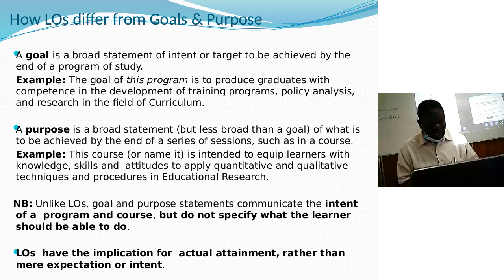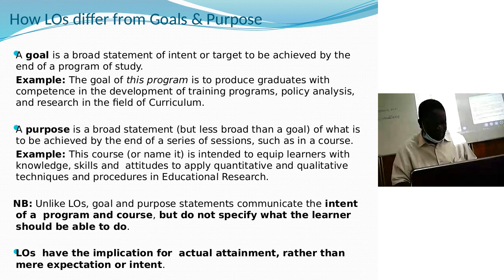Now, there are usually terms that also refer to targets. Things like goals, objectives, purpose. They are also used, and you will meet them. And you may need to know what the difference is between those and what we are calling learning outcomes, because they are all targets. Even learning outcomes are targets. Now, the difference is this. A goal is a broad statement of intent or target to be achieved by the end of a program of study. Like if you talk of goals of education in Kenya, national goals of education, that's very broad, and there are eight if you have looked at them. It's a very broad target.